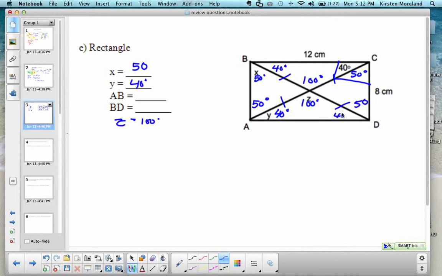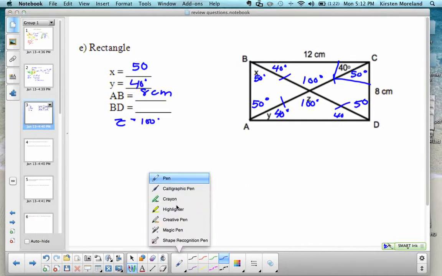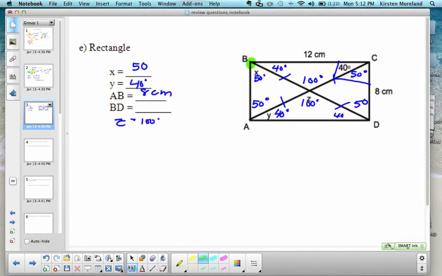AB is easy. Opposite sides are congruent, so that's 8 centimeters. And BD is a little tricky. Go back to my highlighter here. I'm looking at this triangle right here.